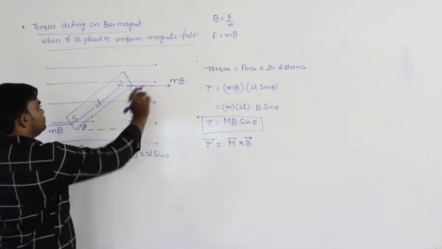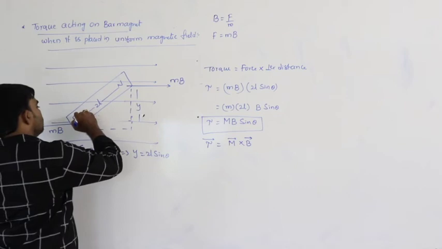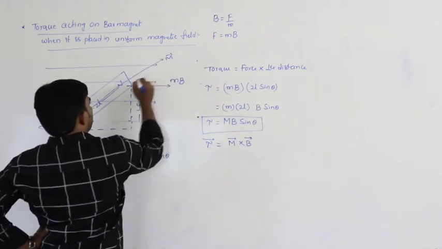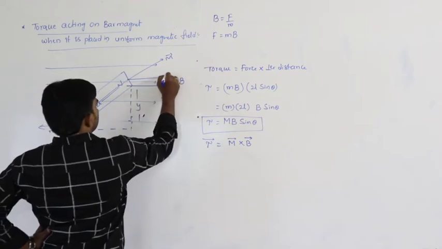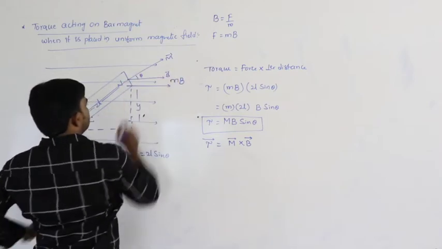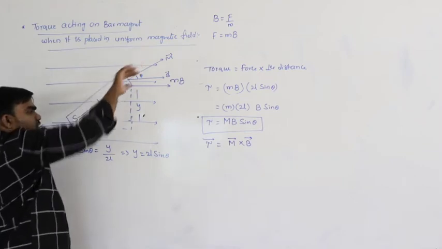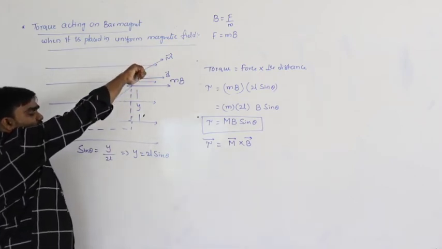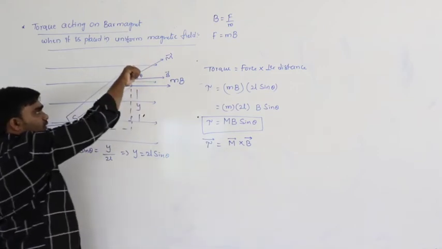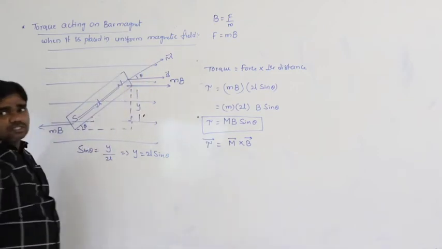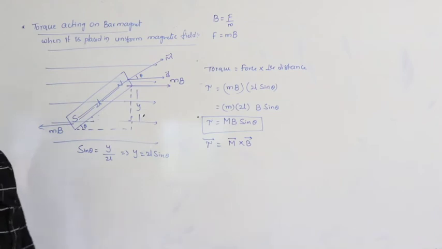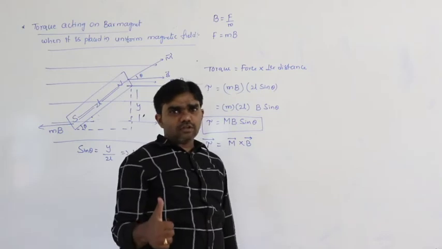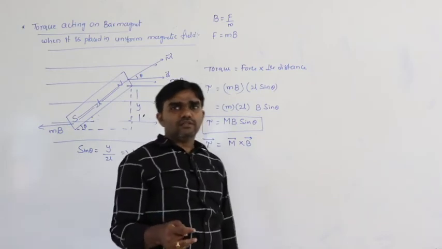For example, this is the direction of m bar and this is the direction of b bar, with angle theta between them. For the cross product, first stretch your hand in the direction of m bar, curl the fingers towards the other vector, that is b bar, and the thumb indicates the direction of the resultant vector, the torque. It is simply the right hand thumb rule. So in first year in the vector product concept, the direction of the torque can be found with the help of the right hand thumb rule.